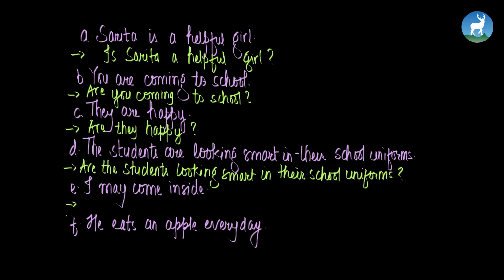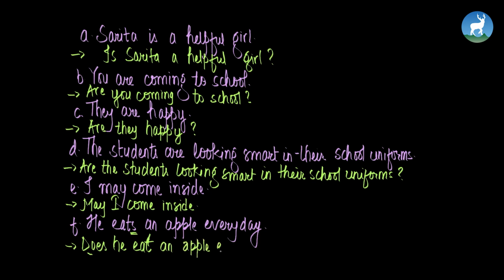Number E. I may come inside. May I come inside? F. He eats an apple every day. We start our question with does, he. Now we use the base form of it, that is eat, since we are starting our question with does. So, does he eat an apple every day? And a question mark. Perfect.